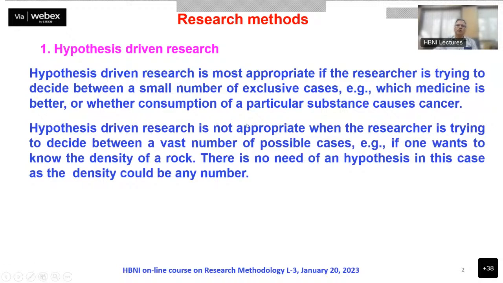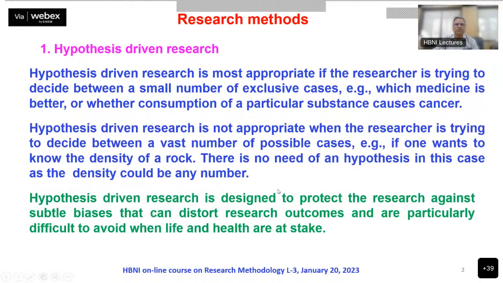So whenever you have 1 or 2 or 3 alternatives, which the outcome could be 2, 3, or 1, 3, 4, then you can make a hypothesis. It should happen this way. So that is what you have to decide. Not every research has to be taken as a hypothesis-driven research.